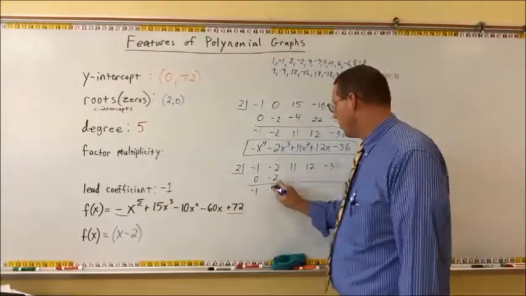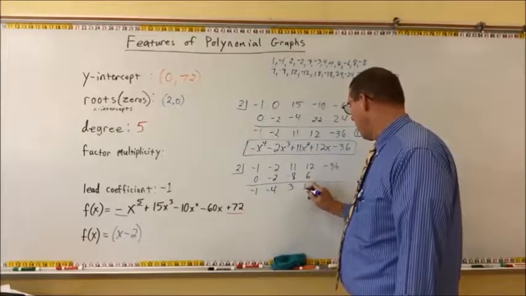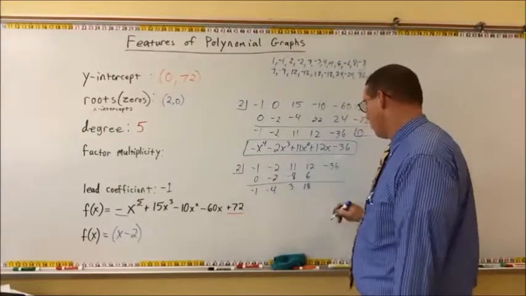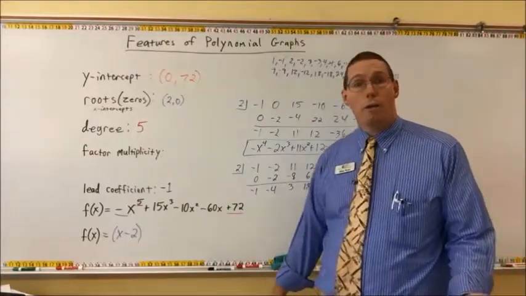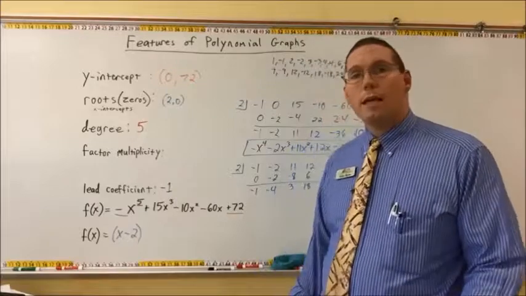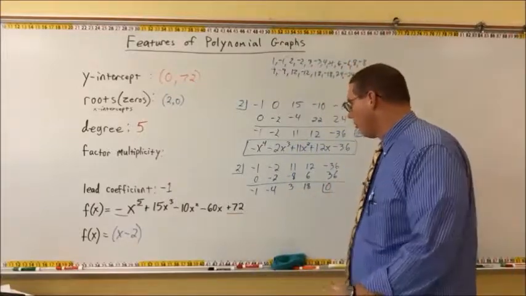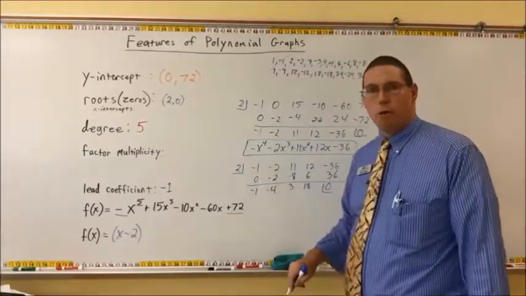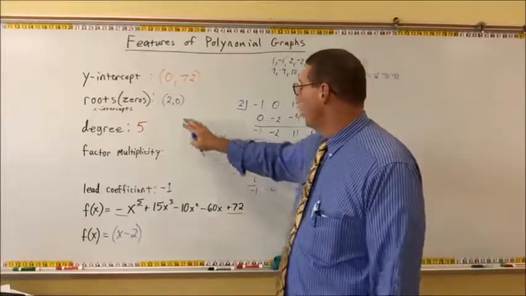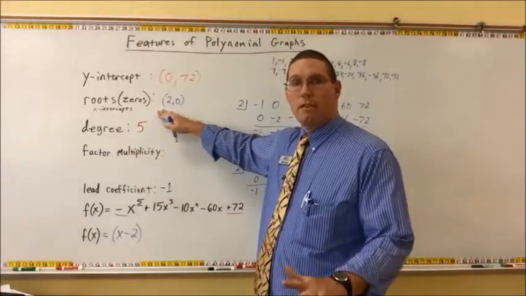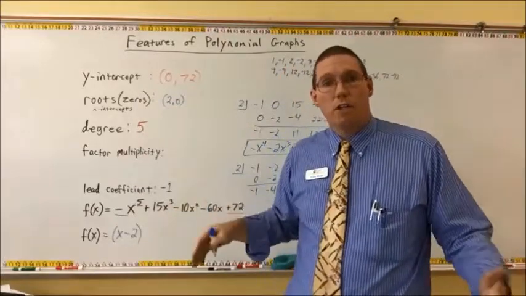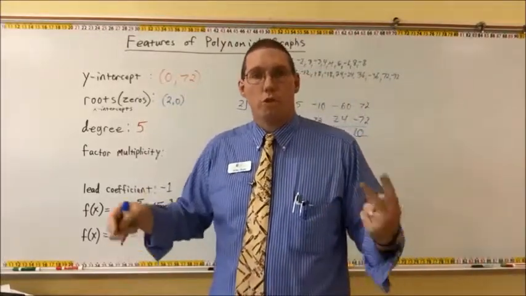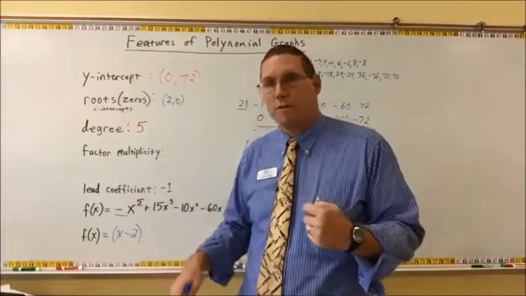Okay? Plus 12 is 18. 18 times 2 is 36, with a remainder of 0. Wow, look at that. We have discovered another x minus 2. Now, we are not going to put it in the list of roots again, because a function can't go through the same point twice. It only goes through one time.